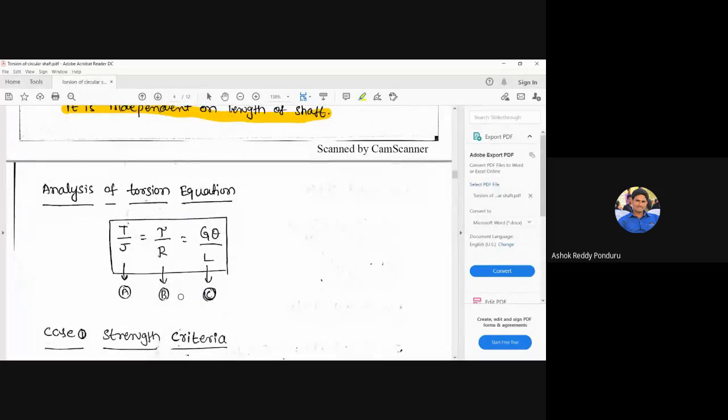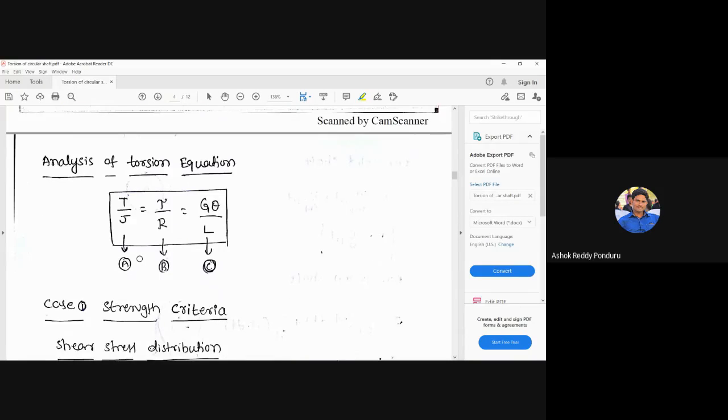And next one, analysis of torsion equation. Previously, we discussed the terms used in the torsion equation. Now, how is the torsion equation applied for the shaft? Let us look at here.